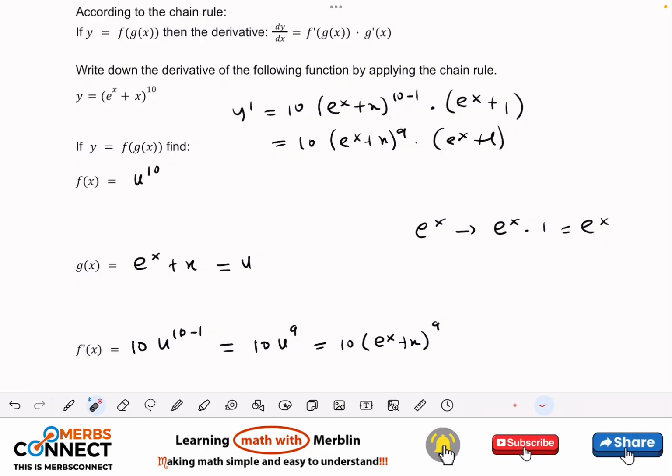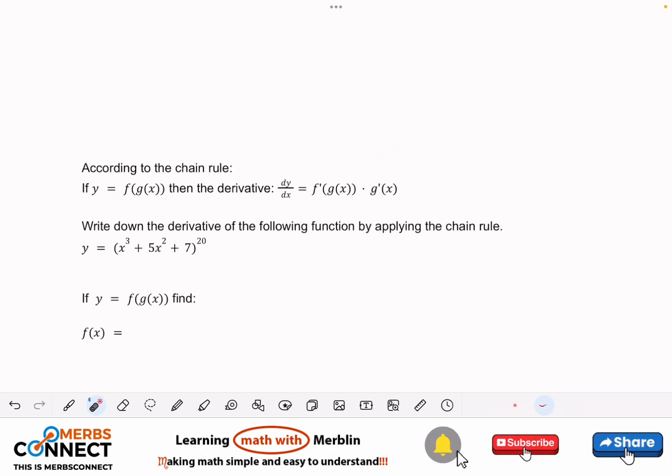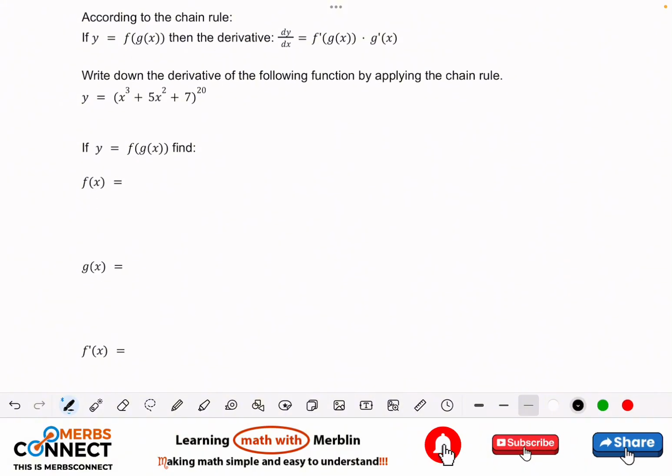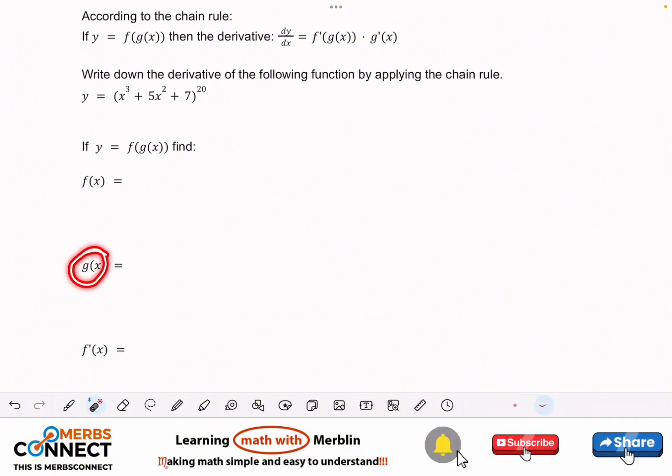Okay. So now let's look at the last one and then we go. With this one too, the same process, f of x, g of x, the same thing but different what? Functions. So as usual, we choose our g of x to be the one in the parentheses. So this one is going to be x to the power 3 plus 5x squared plus 7, right?